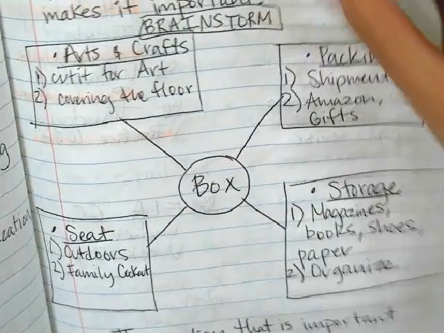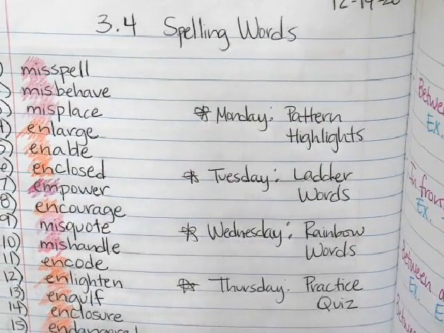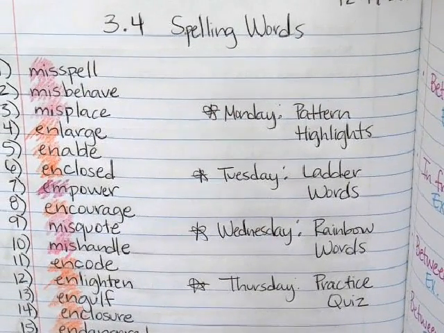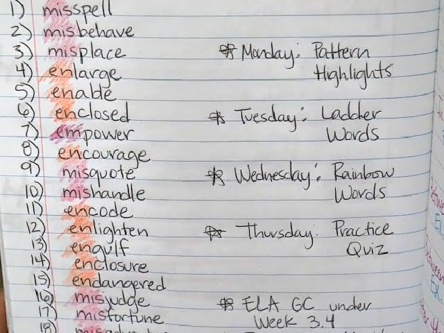The first thing we did was, of course, we wrote, today is Monday, so we wrote our spelling words, 3.4 spelling words. They're also on page 191 in My View 4.1. So make sure you write them down.